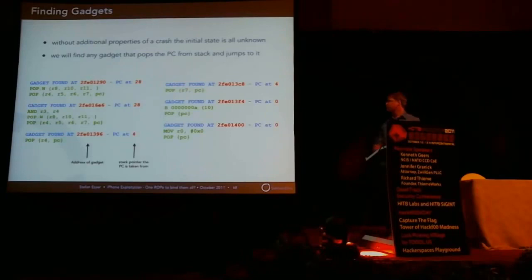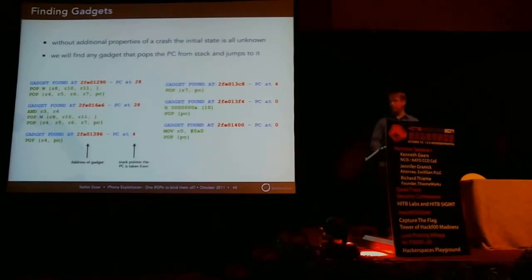Of course, it found far more gadgets in the dynamic linker, but you see there's some that just pop. Sometimes there's an AND before, a move before, or a branch before that. And you can always see at what address the program counter was taken from the stack. This is just a basic example of how to use it.